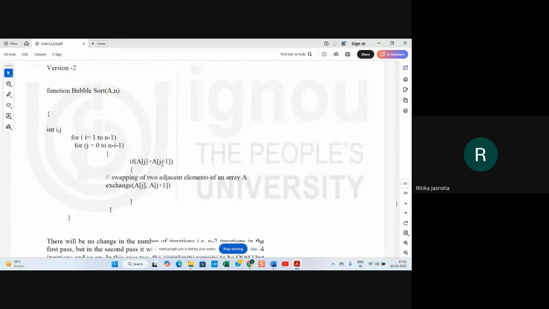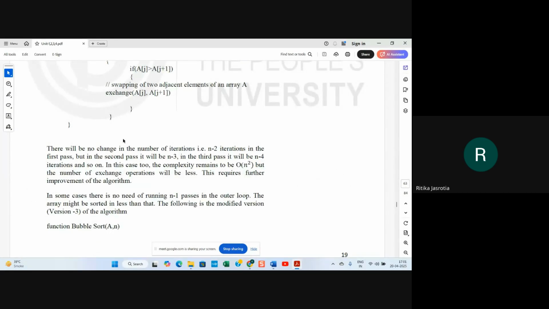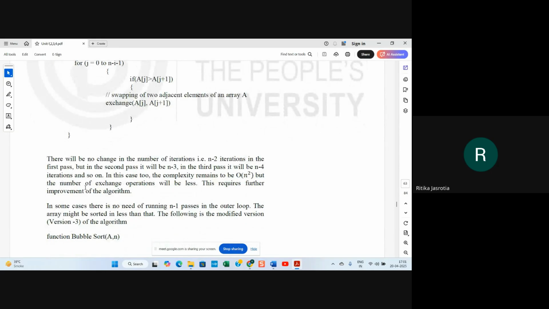Here, again the same thing is given. There will be no change in the number of iterations: n minus 2 iterations in the first pass, but in the second pass it will be n minus 3, right? Because here they have given n minus i minus 1. In the third it will be n minus 4 iterations and so on. In this case too, the complexity remains O(n square), but the number of exchange operations will be less. This requires further improvement of the algorithm.